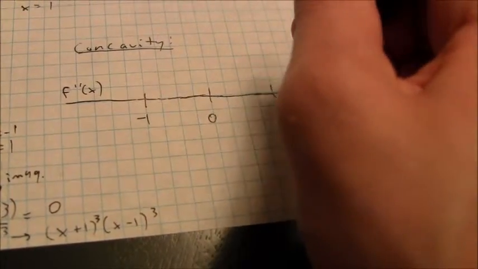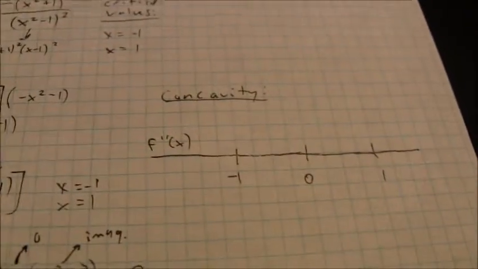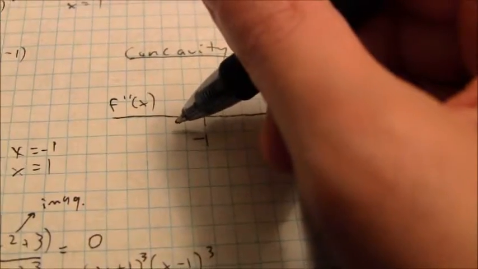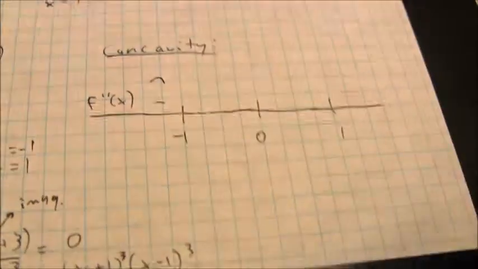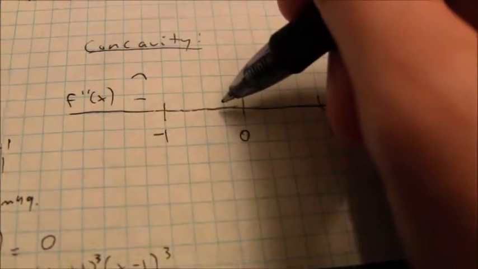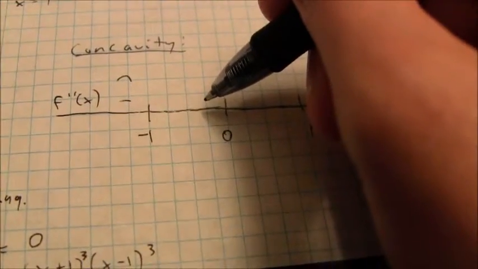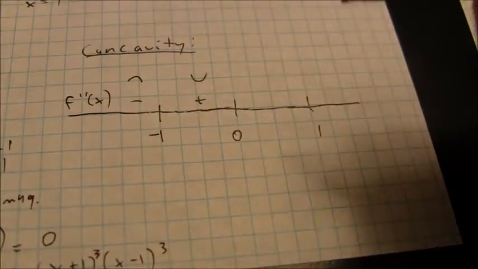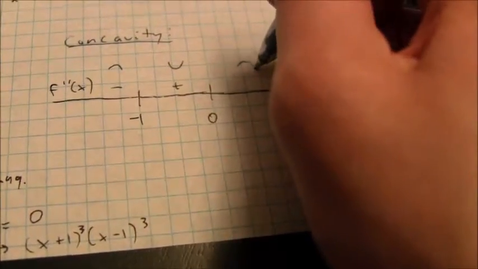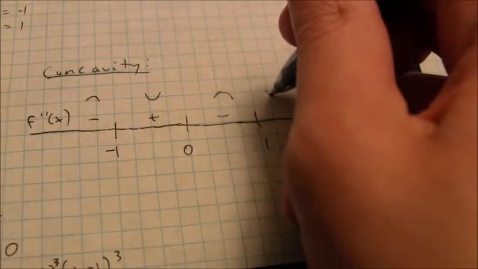number line here. And I have my f double prime of x. And I have my negative 1. I have my 0. And I have my positive 1. And if I check values, if I check something like negative 2, I get a negative value, which is concave down. If I check something between negative 1 and 0, like negative 1/2, I actually get a positive value, so that's concave up. If I check something like 1/2, I get another negative value, so that's going to be concave down. And then if I check something greater than 1, I end up getting a positive value, which is concave up.